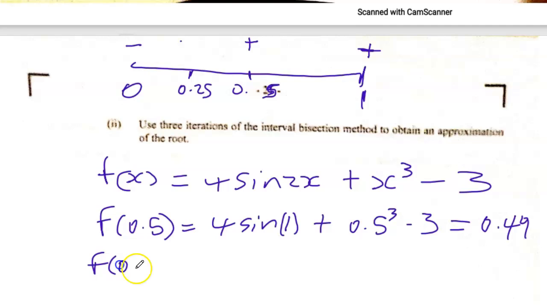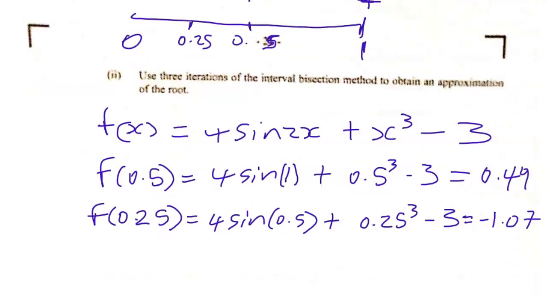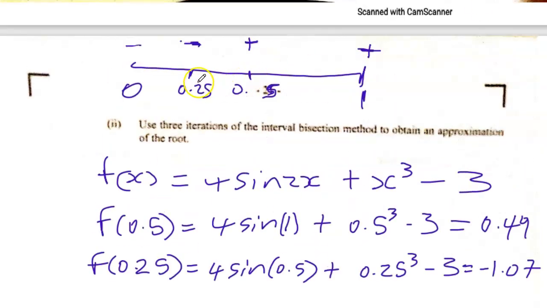So f of 0.25 will be 4 sine 2 times 0.25, that's 0.5. So 4 sine 0.5 plus 0.25 cubed minus 3. Let us use our calculator to work this out. That's negative 1.07. So f of 0.25 is a negative value. So we know the root lies between 0.25 and 0.5.